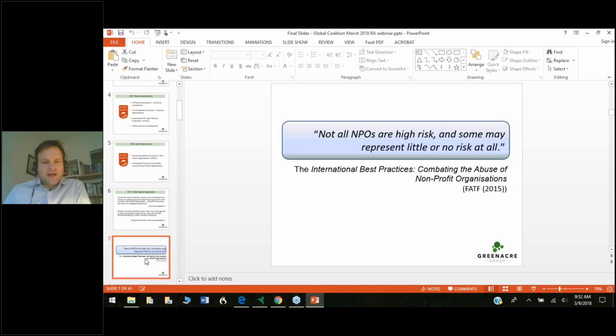We'll go to the next slide. As you can see here, and this is an official FATF publication again, FATF recognizes that not all NPOs are high risk, and some may represent little or no risk at all. Can we go to the next slide?